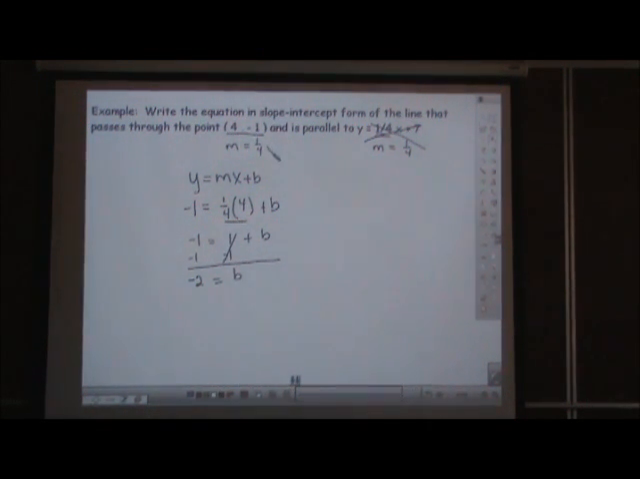So our slope is 1/4, our intercept, or our b, is -2. So our equation will be y equals 1/4 x minus 2. And this would be our final answer.